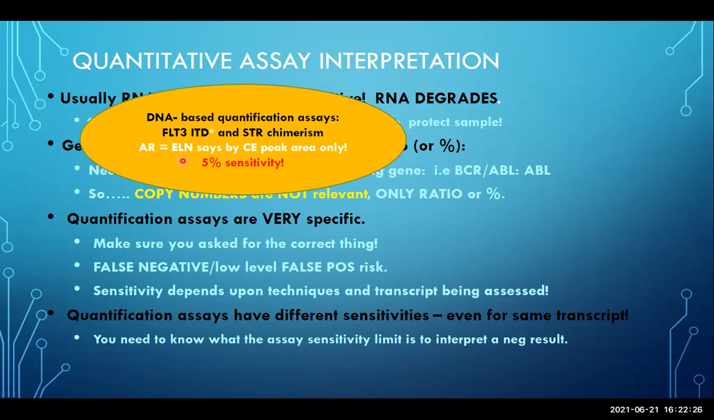And for something like the allelic ratio, I'm not quite sure how NGS works for this, but the ELN guidelines at the moment, with their cutoff of 0.5 ratio, are very much defined as using capillary electrophoresis peak area only. I'm not quite sure how, when you are trying to get the allelic ratio with NGS, that then compares, but you obviously also have to be aware of that.